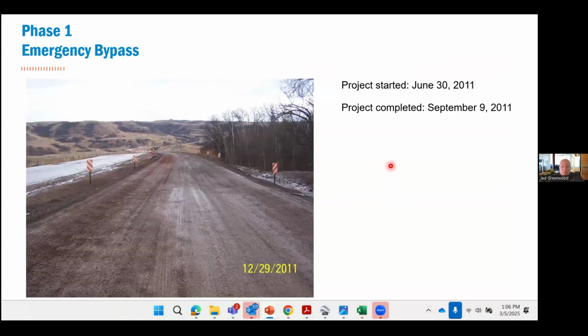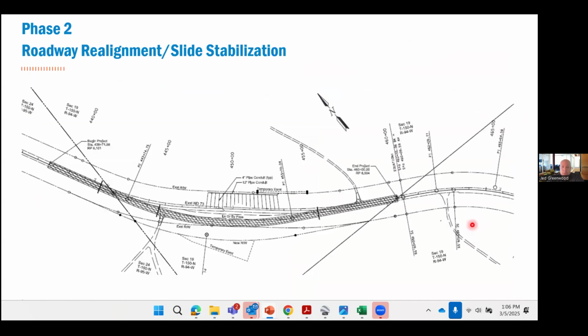And they decided to do what they call a phase one emergency bypass. So they rerouted the highway. They were able to get it open, at least temporarily. That project was completed in September of 2011. Then there was a phase two roadway realignment and slide stabilization. This happened the following year, where they wanted to do something a little more permanent. It turned out later that it was not permanent at all.